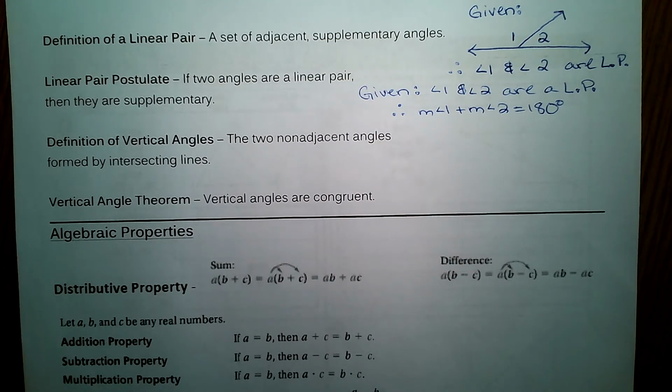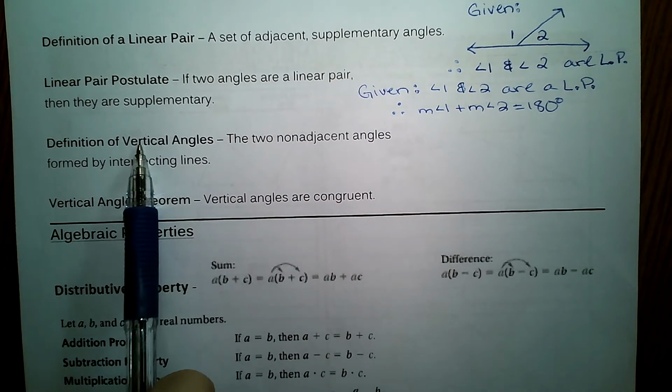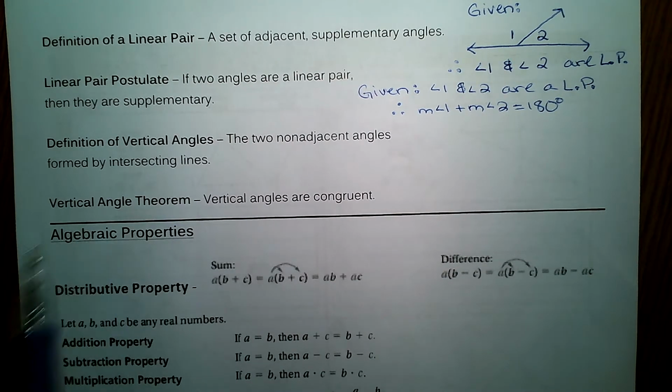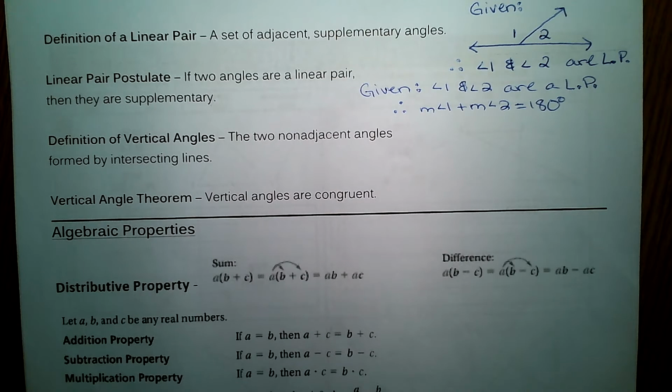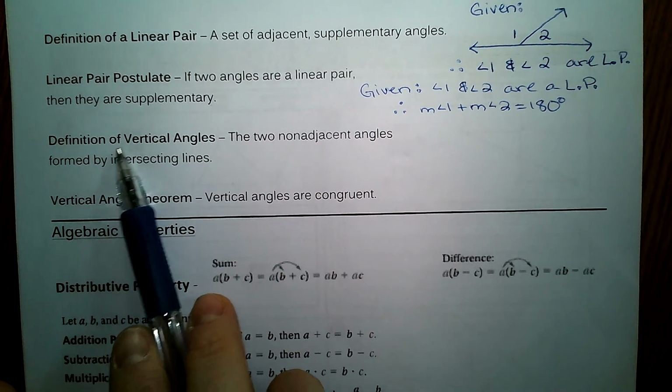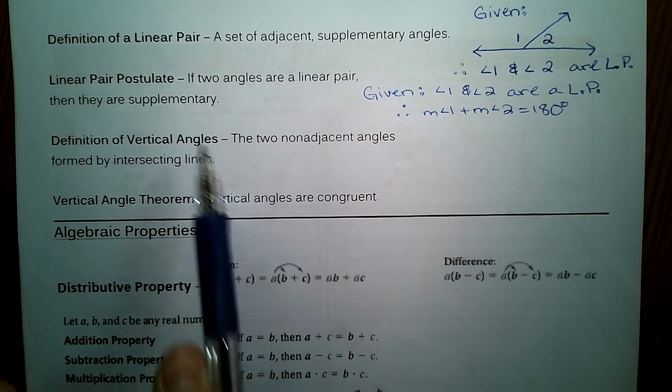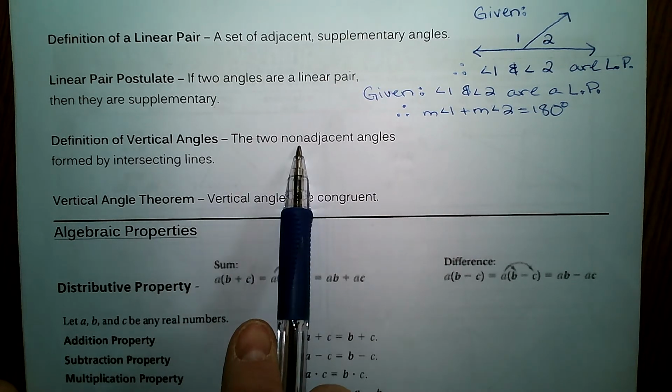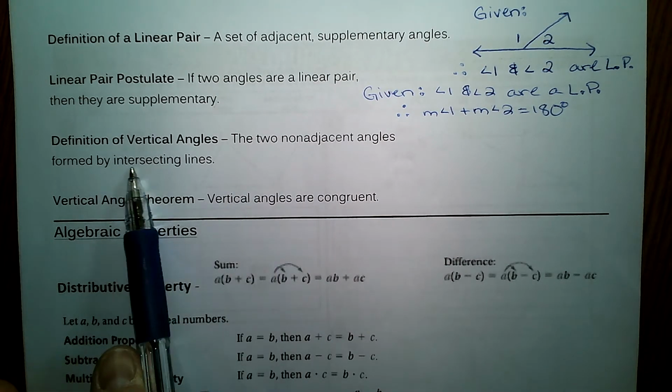Very slight differences here. Again, definition of vertical angles versus vertical angle theorem, very slight differences. The definition is describing what it is. The theorem is describing what it does. So let's take a look at the definition. The definition of a vertical angle set is two non-adjacent angles formed by intersecting lines.